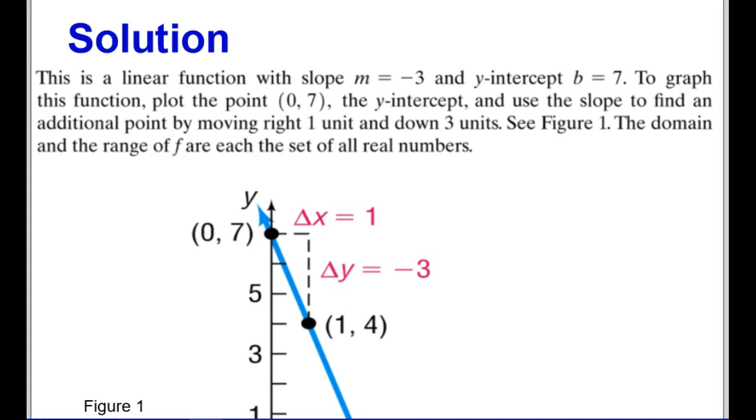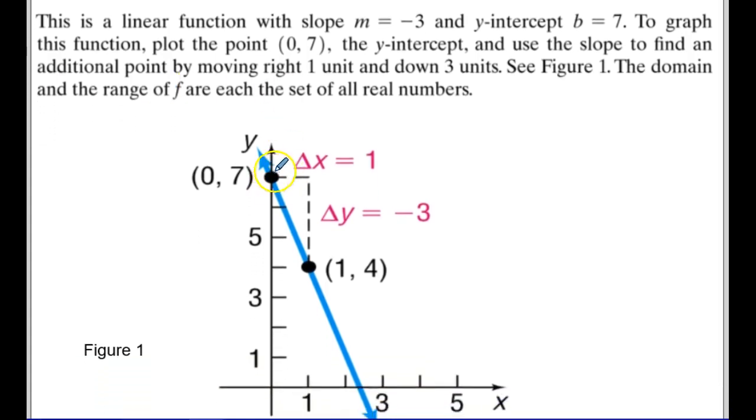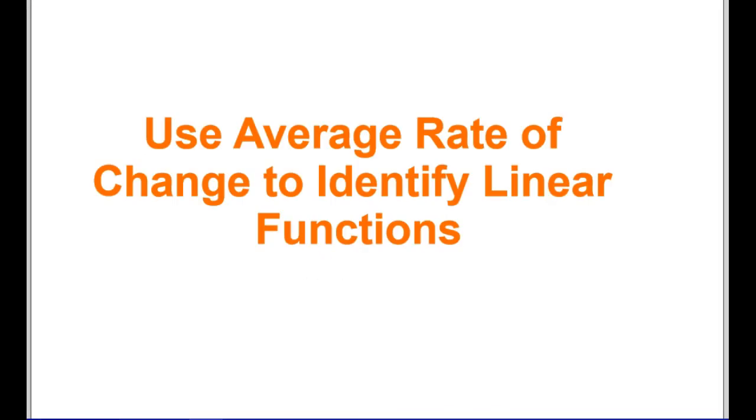So here's another picture that we've seen. I start at my y-intercept, and I go with my slope. I go down 3 over 1, down 3 over 1, and I connect those dots. I also see that my domain and range are all real numbers.